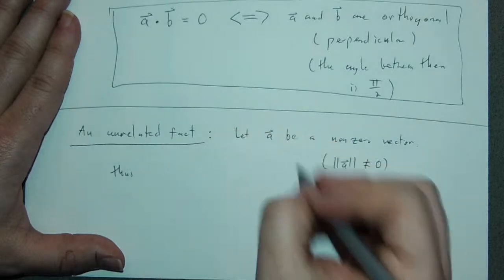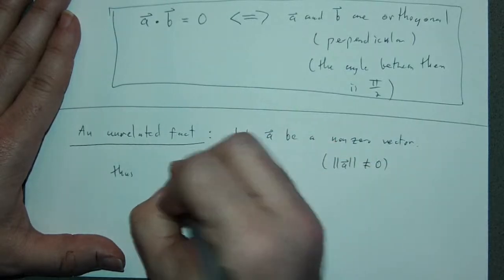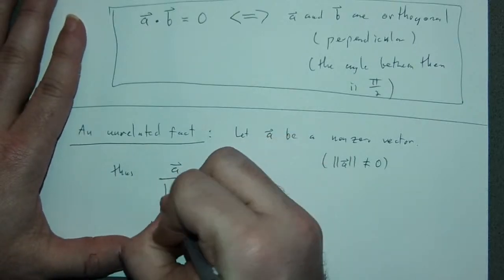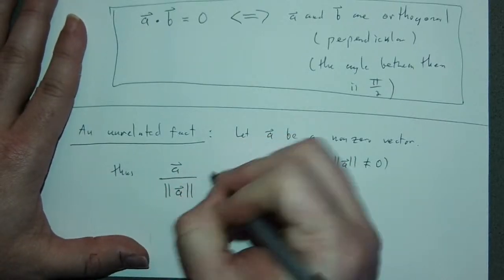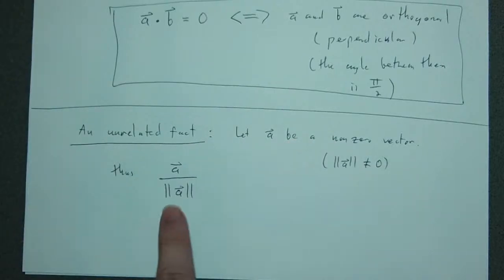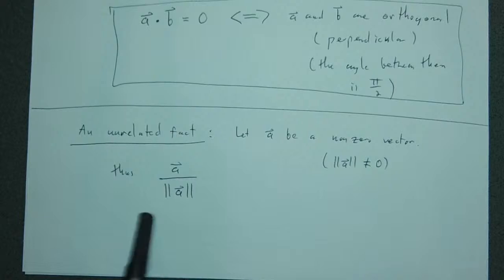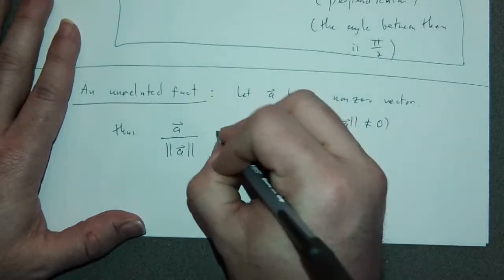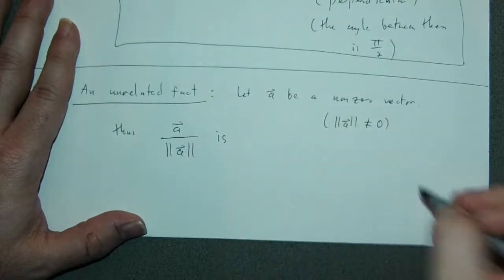if I take the vector A and I multiply by the scalar 1 over the length of A, i.e. I divide the vector A by the number, right? The length of a vector is just a scalar. So I have a vector here that is A over the length of A. Okay. This vector is something special.